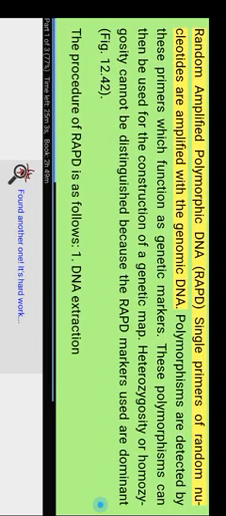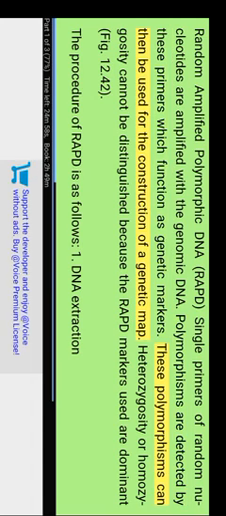Molecular markers. Random amplified polymorphic DNA (RAPD). Single primers of random nucleotides are amplified with the genomic DNA. Polymorphisms are detected by these primers, which function as genetic markers. These polymorphisms can then be used for the construction of a genetic map. Heterozygosity or homozygosity cannot be distinguished because the RAPD markers used are dominant.